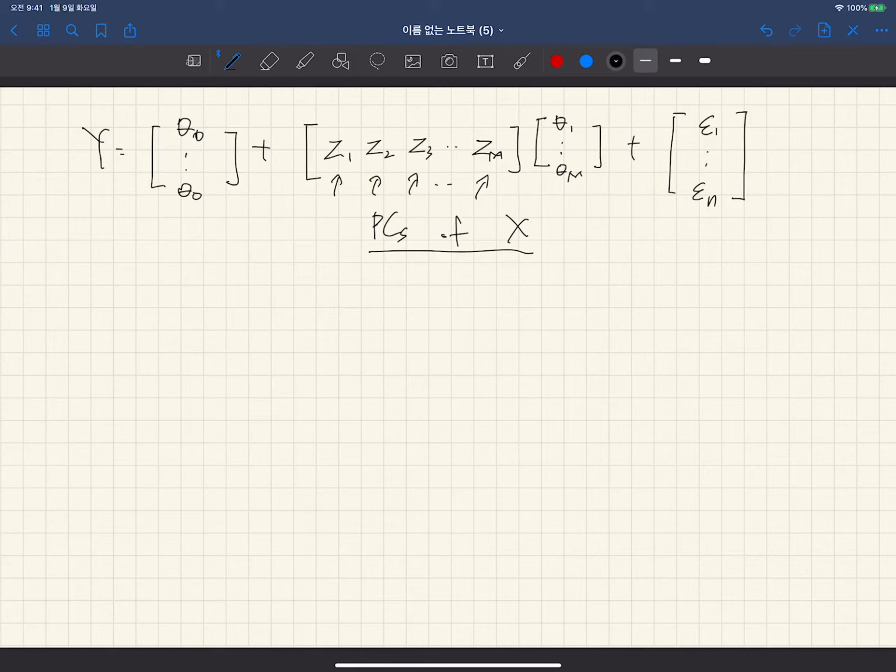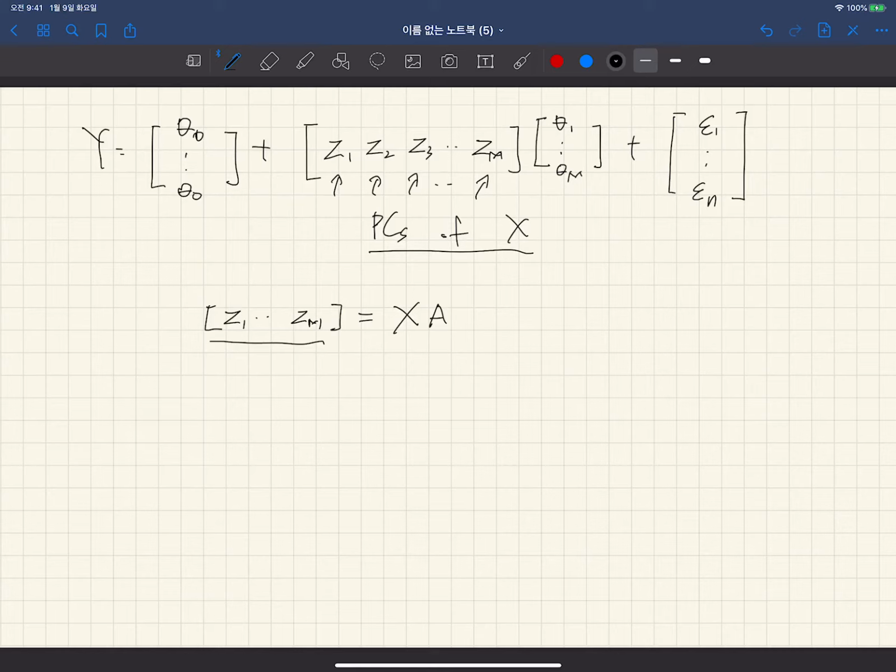Okay, and here basically when you compute the Z1 through Zm, there is a matrix A definitely that makes the Z1 through Zm from x times A. Okay?